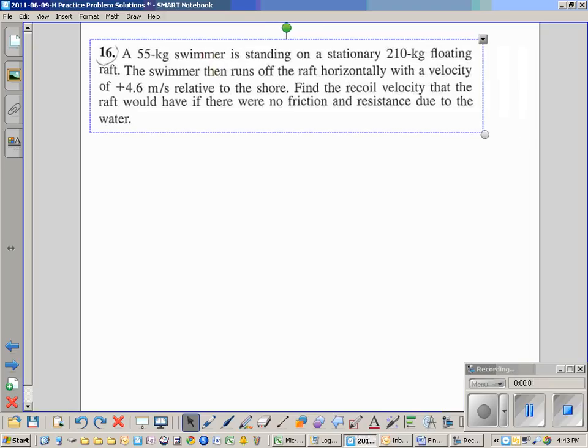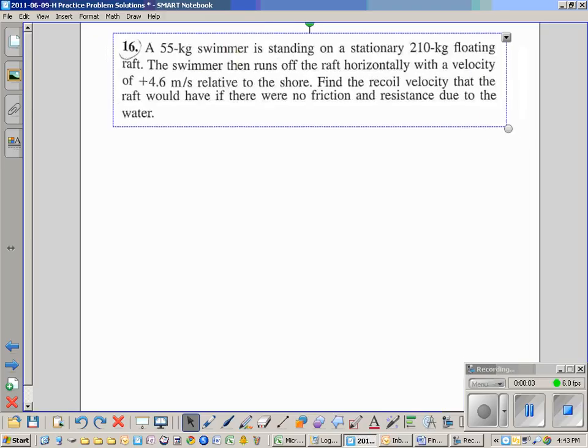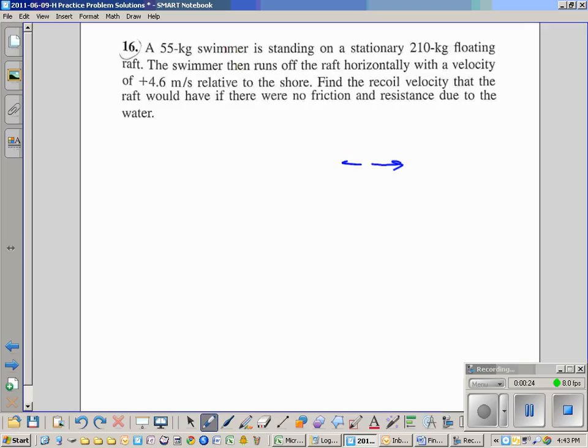Number 16, we have a situation where a guy stands on a stationary, and that's important, 210 kilogram floating raft. So if the whole thing is stationary to begin with, that means its momentum is 0. So if we do this problem as a conservation of momentum problem, the final momentum, which would be the sum of his momentum forward and the raft's momentum backward, has to equal 0. So in other words, they have to be the same.